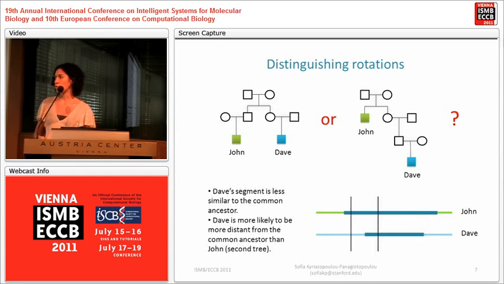Now let's look at a small window around the transition between IBD and non-IBD. As you can see, in this region, John has a consecutive haplotype coming from the common ancestor, while Dave has a mixed haplotype coming from more than one ancestor. Therefore, you could say that Dave has a break in the linkage pattern of the common ancestor. And the further away we move from the common ancestor, the more likely it is that such a break occurs, because there's more chance for a recombination. Dave is more likely to be more distant from the common ancestors than John, as in the case of the second tree.